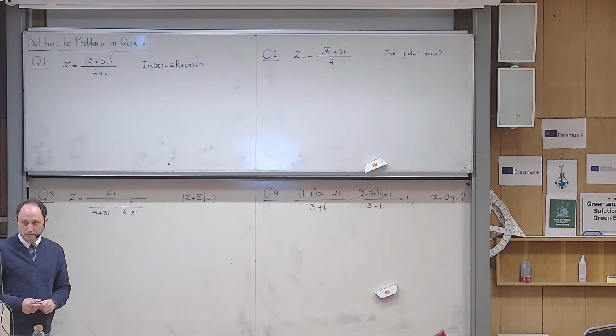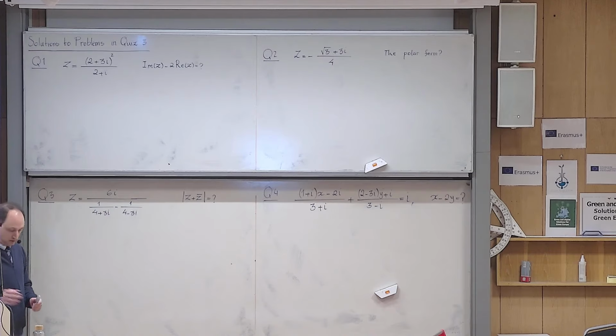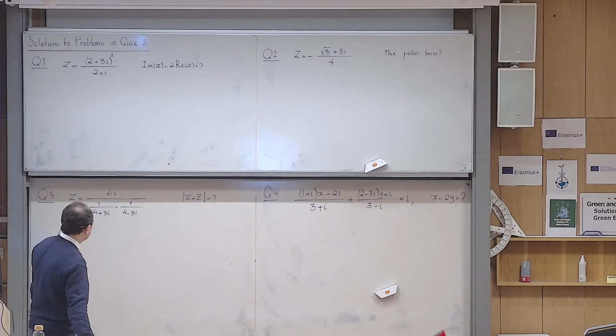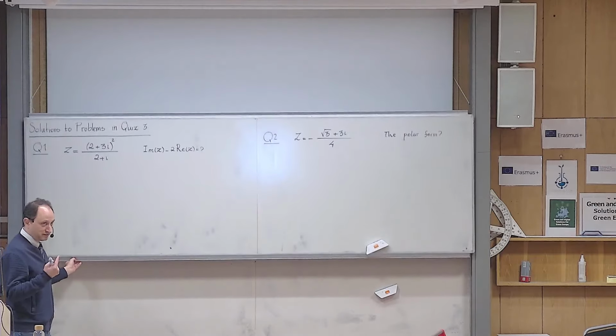So the first question, this complex number is given to you, and you are supposed to calculate this number: imaginary part of z minus 2 times the real part of z. And this I would consider really an E-level question. So what you do, we start simplifying it, but do these calculations once patiently, not under stress.